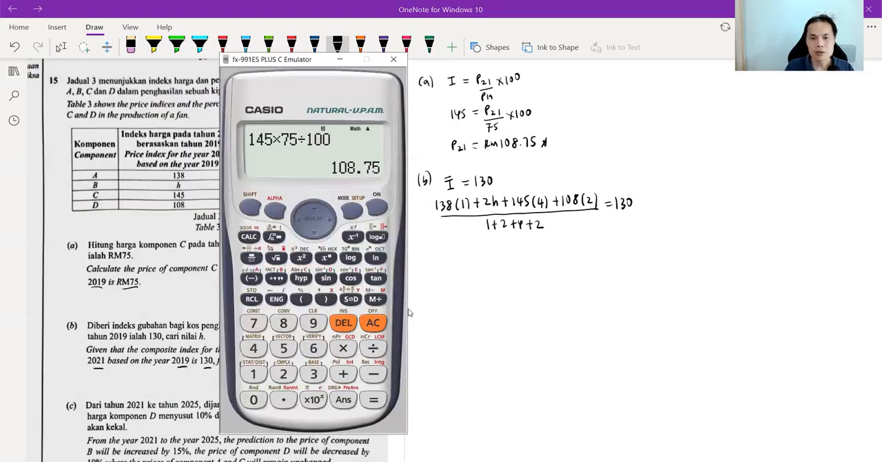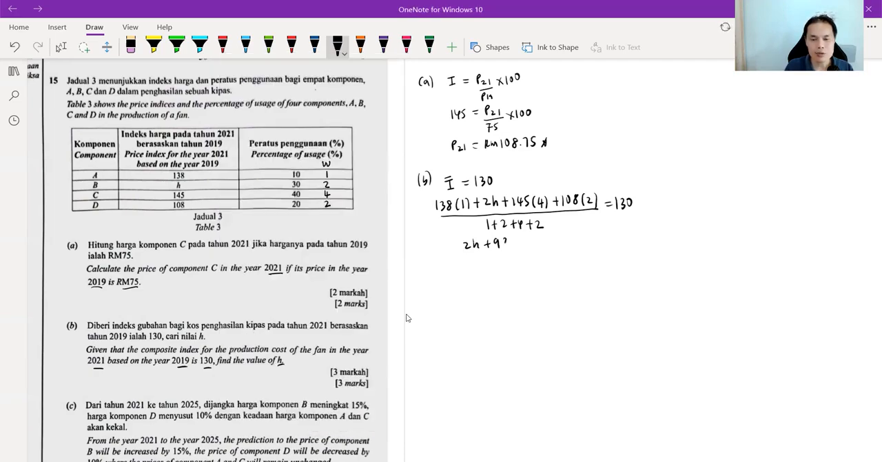Okay, so let's count. 138 times 1 is 138. You plus 145 times 4, and then 108 times 2. So this will give us 934. 2H plus 934. This is now over 10, if you multiply over, since 1 plus 2 plus 4 plus 2 is 10.